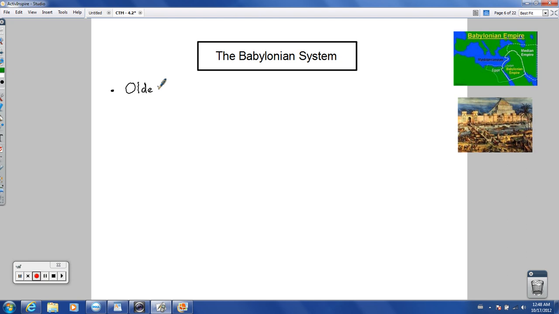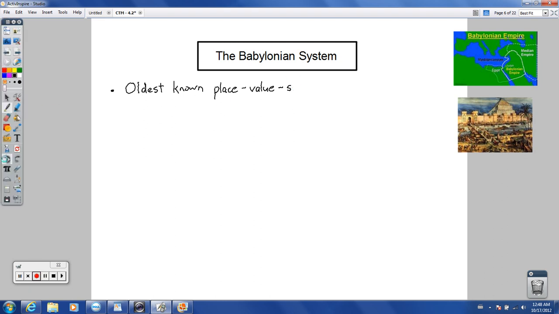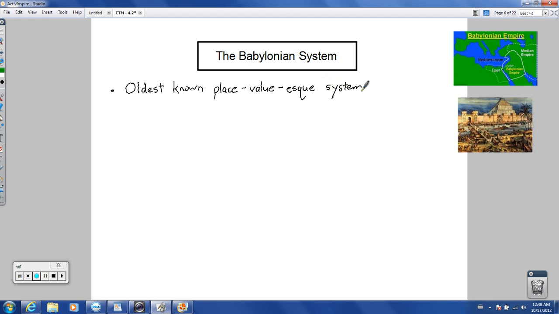It is basically the oldest known place value-esque system. It came about around 2500 BC. So 2500 years before Christ there.